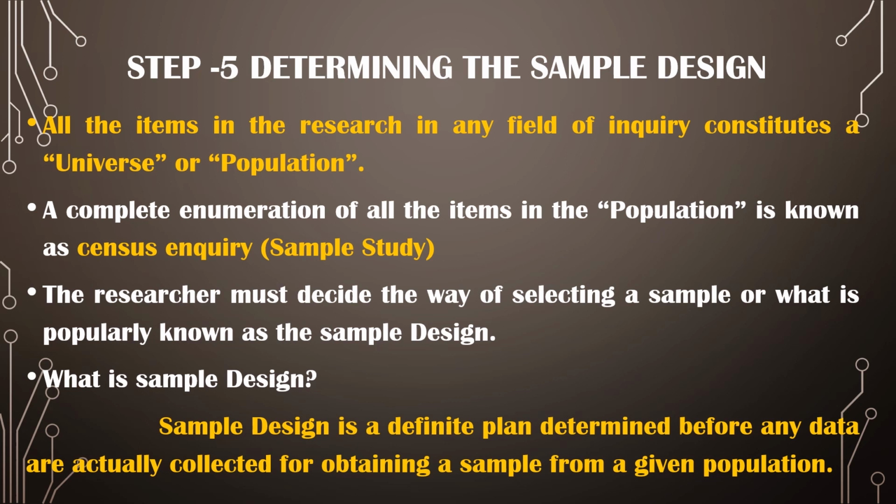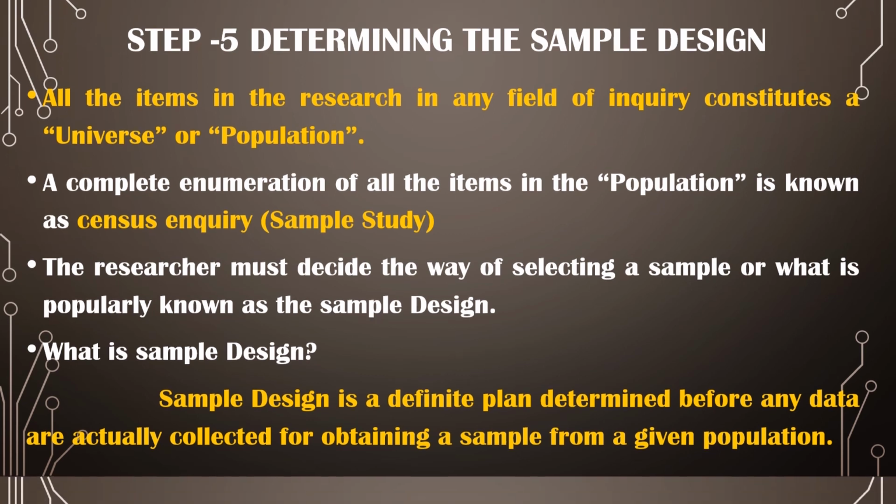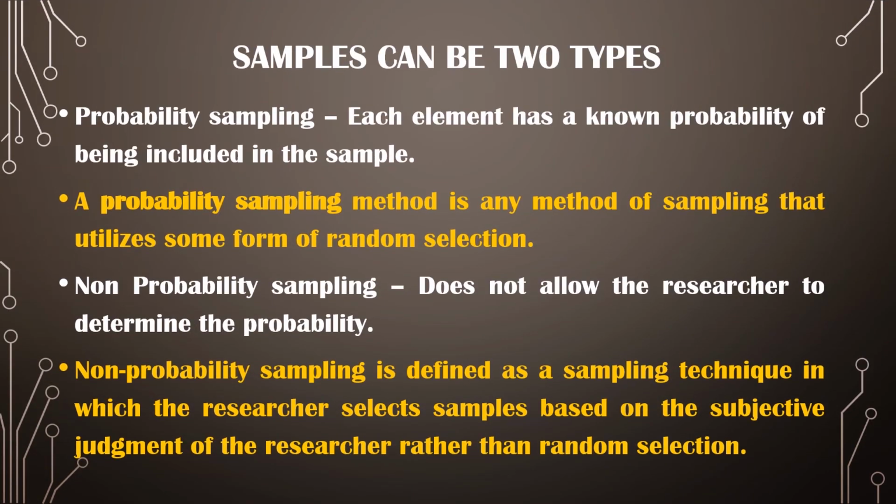A sample design is a definite plan determined before any data are actually collected for obtaining a sample from a population. Samples can be of two types. One is called probability sampling, another is called non-probability sampling. In probability sampling, each element has a known probability of being included in the sample. A probability method is any method of sampling that utilizes some form of random selection.